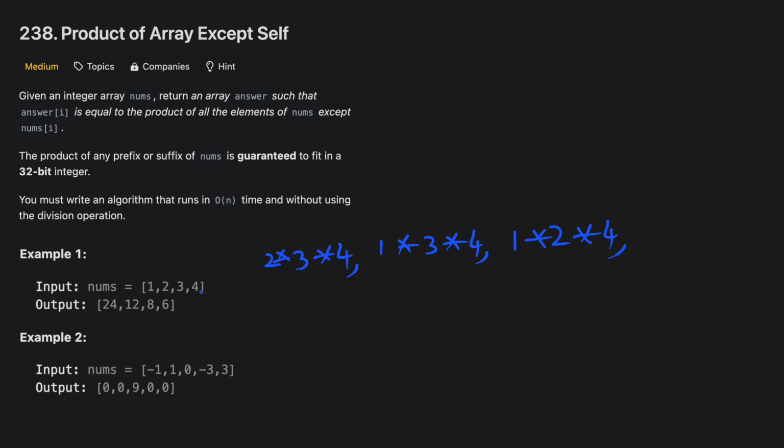Then in example 2, for the given nums array, we can see that there is a 0 at index 2. Hence, the product is 0 for every number except for this index, where the product will be minus 1 into 1 into minus 3 into 3, which will be equal to 9.